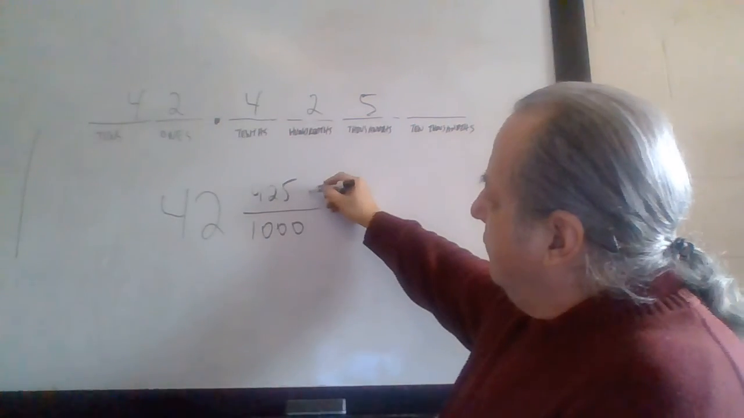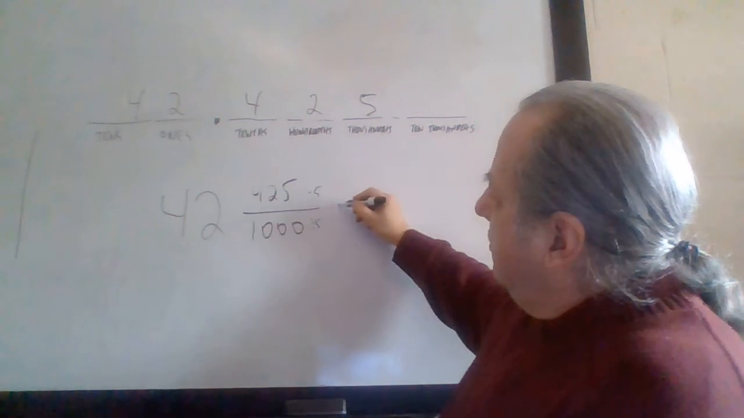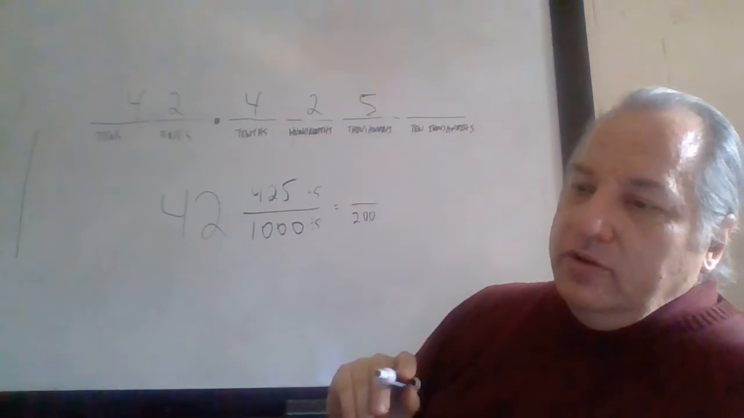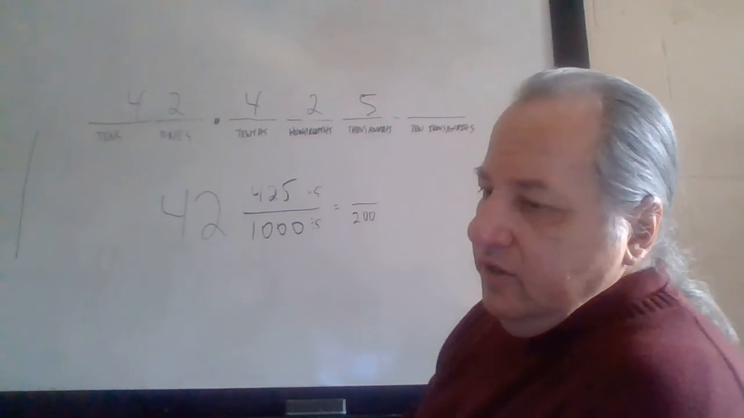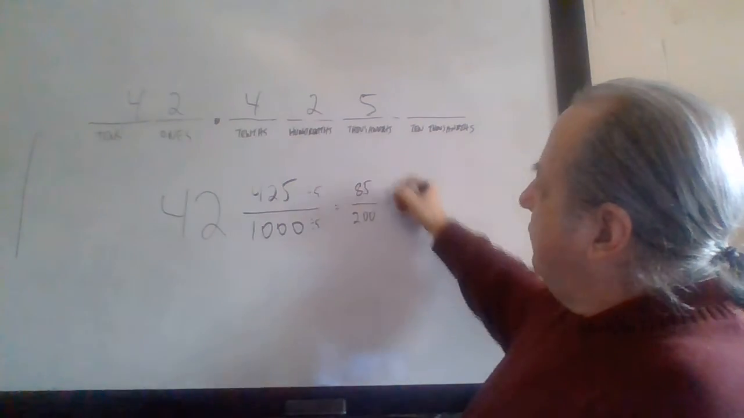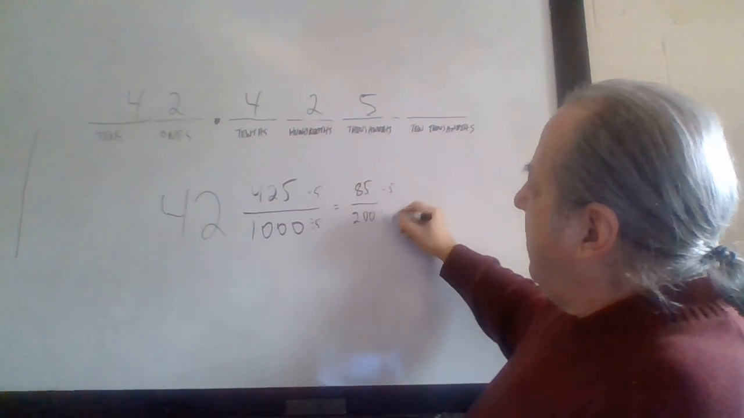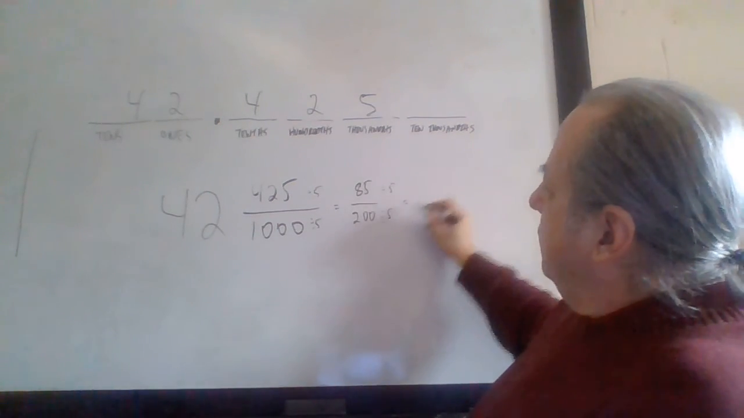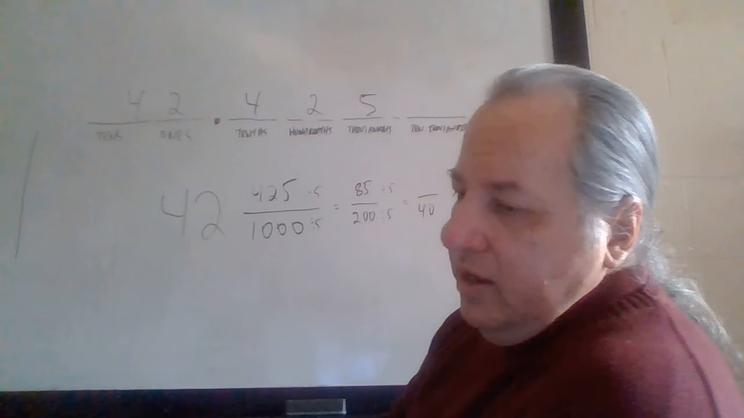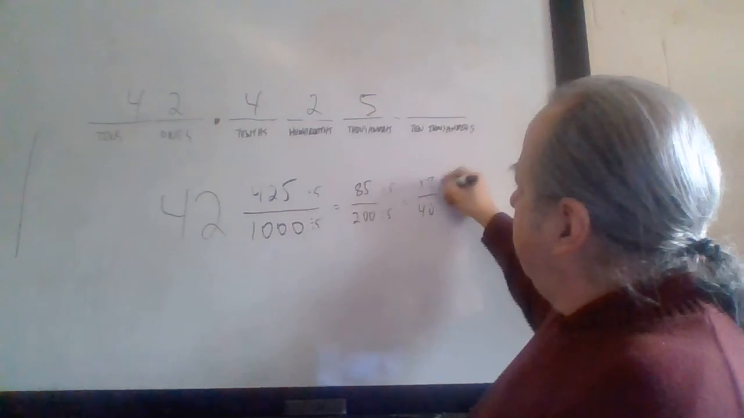Ends in a 5 and a 0, so 5 works. 1,000 divided by 5 is 200. 425 divided by 5 is 85. Still ends in a 5 and a 0, so I can divide by 5 again. 200 divided by 5 is 40. 85 divided by 5 is 17.